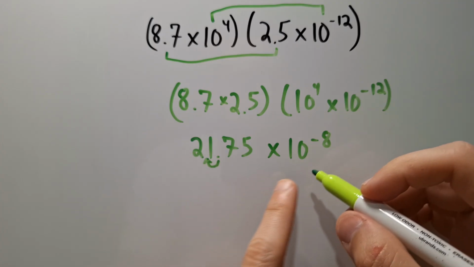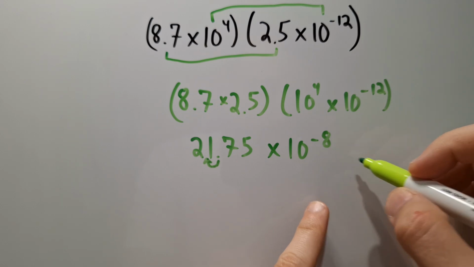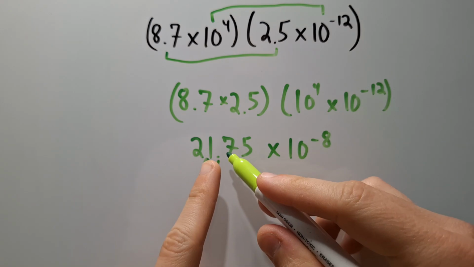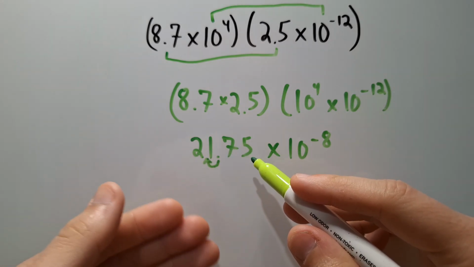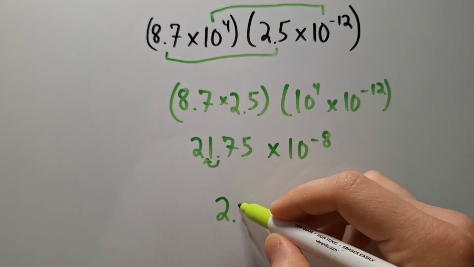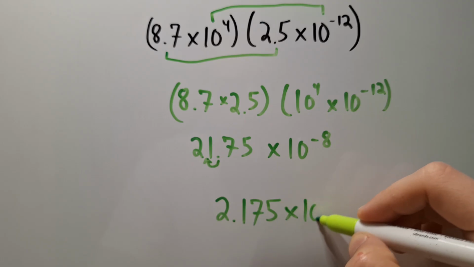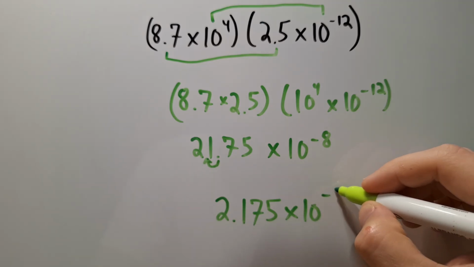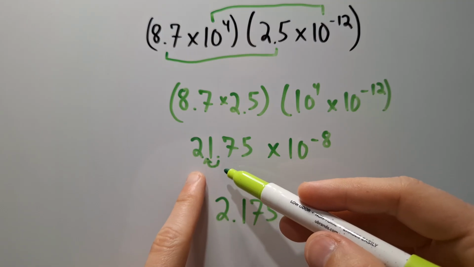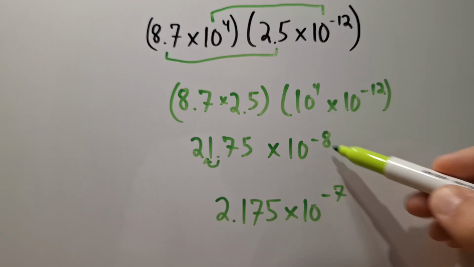And as a result, we're going to have to change this exponent, and we're going to add 1 to this exponent. Why we're adding 1 is because the result of this product was large. The product was large, meaning it was bigger than 10. So it's 2.175 times 10, now to the power of negative 7. Whenever you have that large number answer, meaning bigger than 10, add 1 to the exponent in this case.